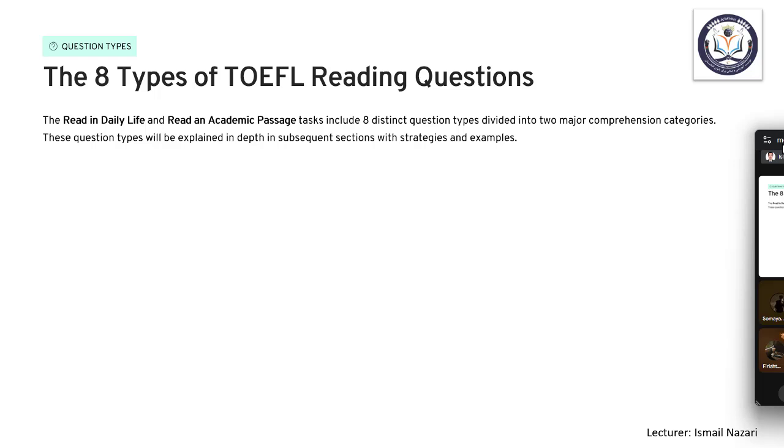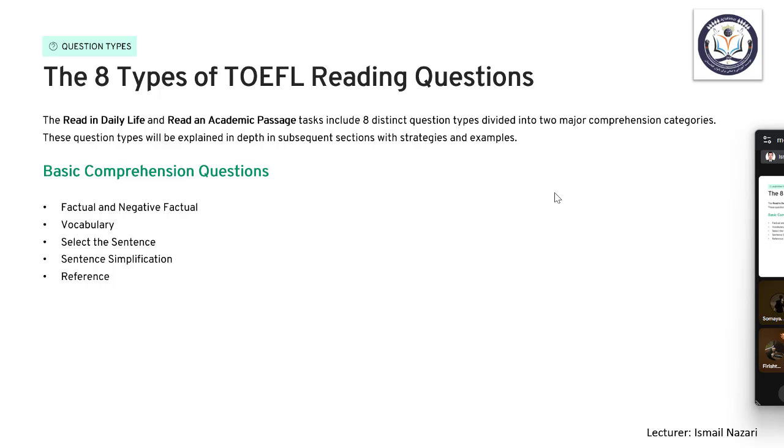The reading section has 8 types of questions, and these 8 types would be categorized into 2 major comprehension categories. We will have a detailed explanation about each type of question, and now we'll look at what the 2 major comprehension categories are.